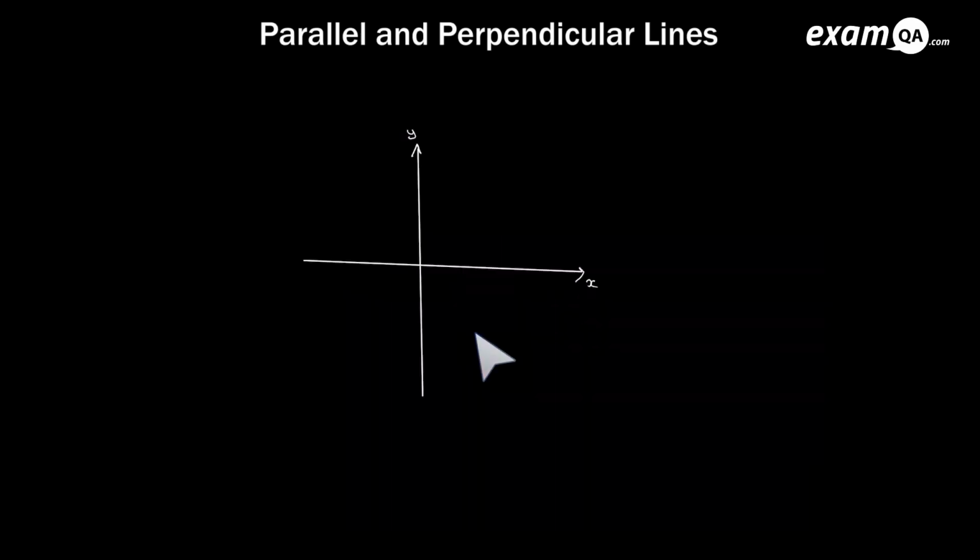Perpendicular lines. We're going to start off by what they look like visually. Let's start off with parallel lines. So I've got a line here, and I'm going to draw a line which is parallel to this line. So here we've got two lines which are parallel.